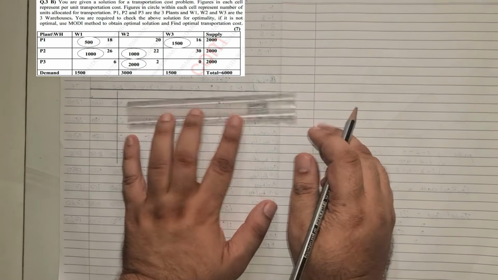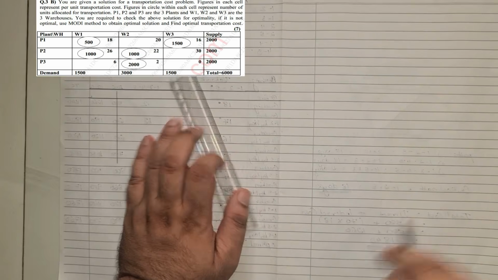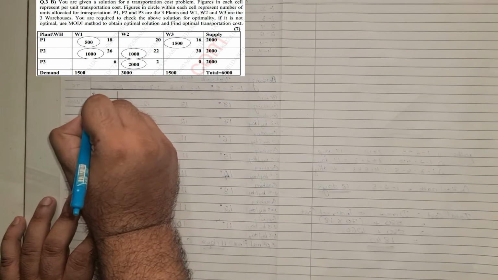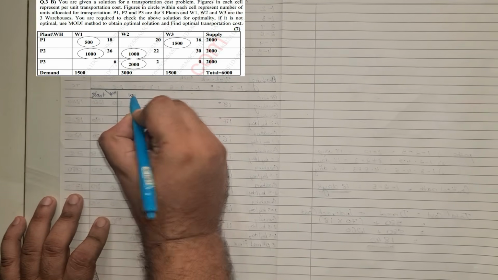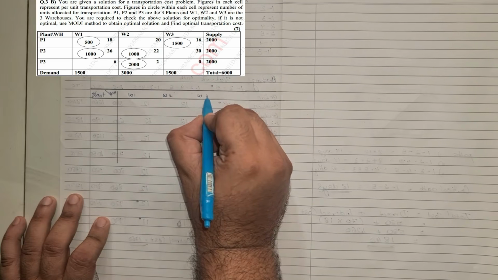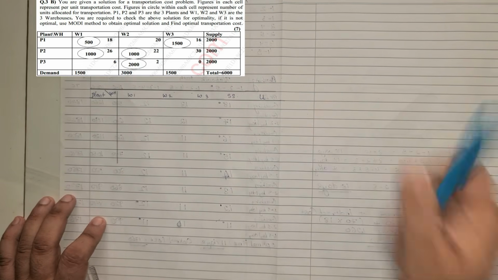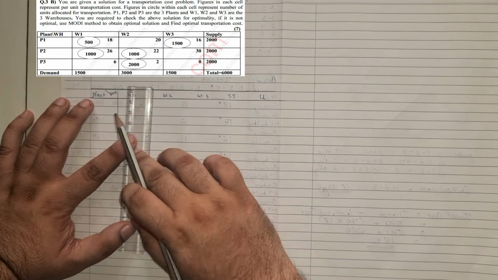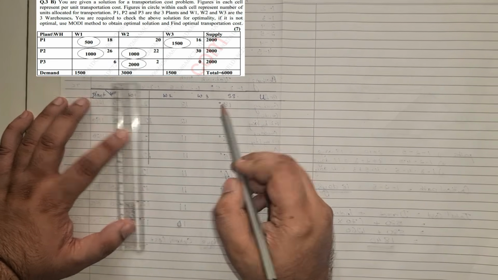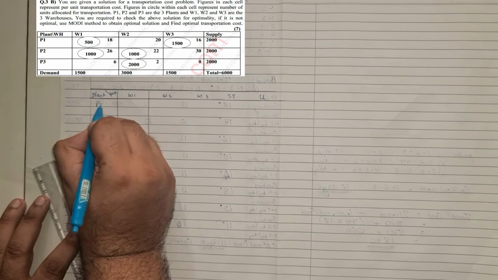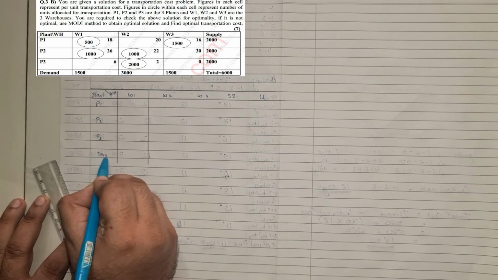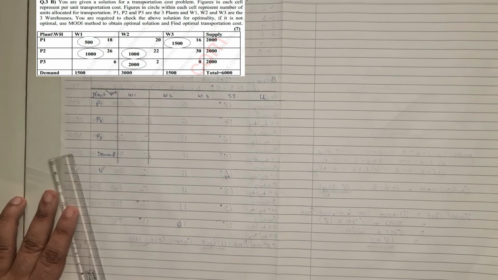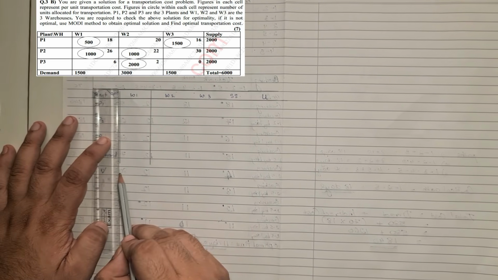So I'll just note down, we have been given here the plant and the warehouse. So we have W1, W2, W3 and supply. And after that we need one more extra column called U, because we have to test for optimality here. And on this side we'll have P1, P2, P3, demand, and one more extra column called V. The Modi is nothing but the UV method that we need to find.